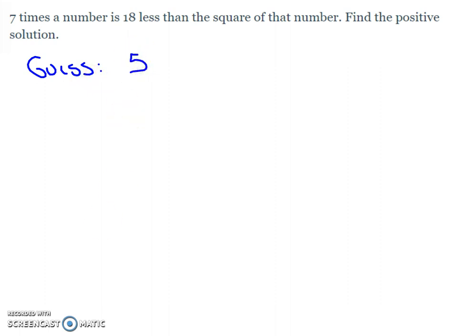Okay. So what's 7 times that number? 35. Okay, and that's supposed to end up being 18 less than the square of that number. So the square of my number is 5, right? Okay, so 5 squared, that's 25, and then 18 less than that is that, right? So is it true that 35 is 25 minus 18? No, not at all. Okay, so I guessed wrong.